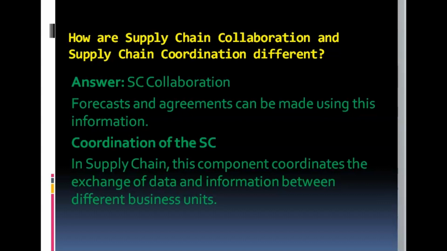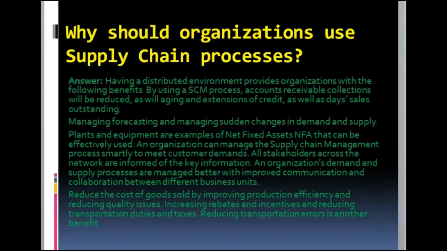Coordination of the SC. In supply chain, these components coordinate the exchange of data and information between different business units. Why should organizations use supply chain process? Answer: having a distributed environment provides organizations with the following benefits.